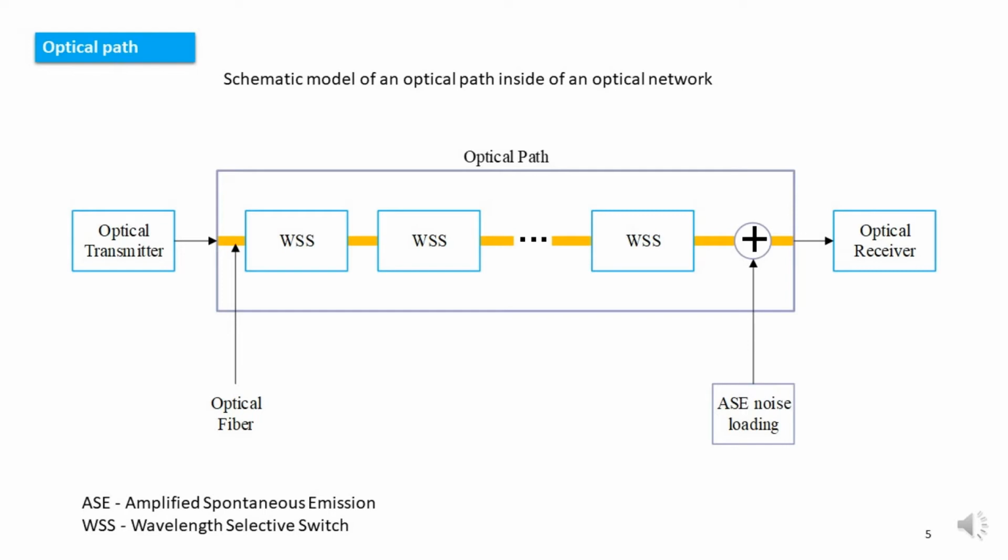This is the schematic model of the optical path we simulated. There you can see the cascade of WSS filters that are inside the optical nodes. The optical signal has to cross all these filters in its path from the transmitter to the receiver. This way, we can simulate the bandwidth narrowing effect that results from the cascaded WSS. In the figure, it is also shown that we perform noise loading in the simulations.